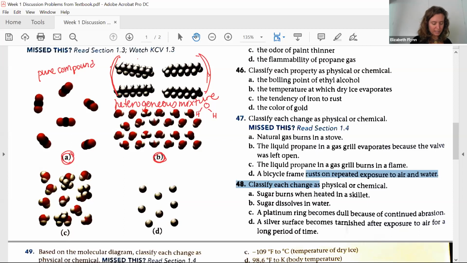All right, what about this one down here? Is it a pure compound, a pure element, a homogeneous mixture, or a heterogeneous mixture?